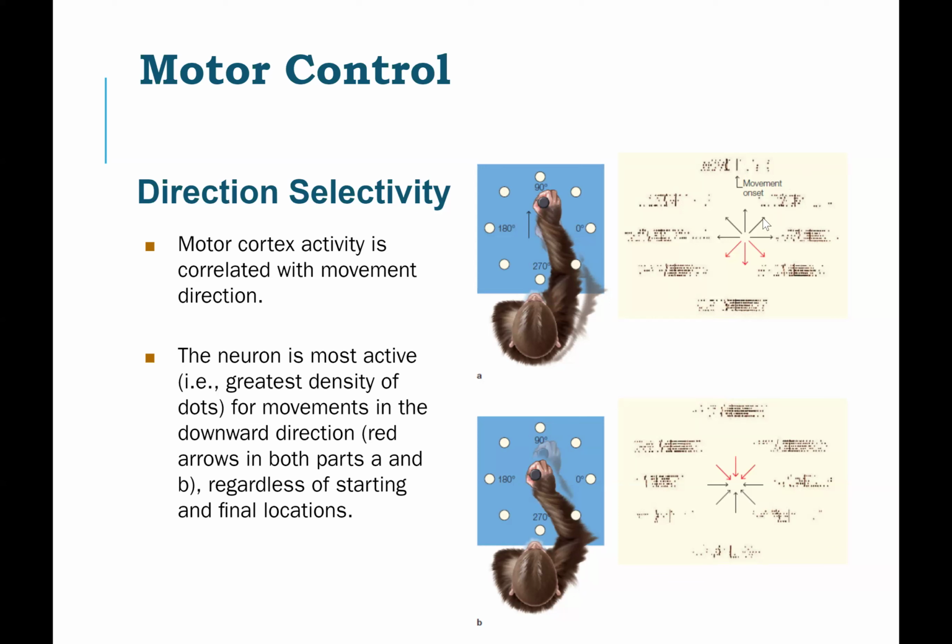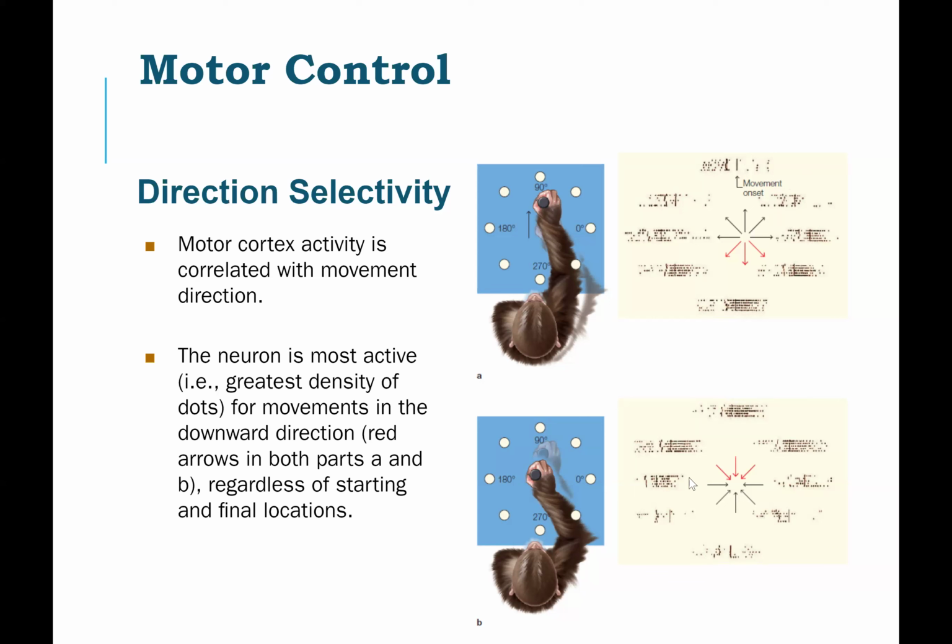No. So these arrows are showing the direction of movement. This is showing all the movements that started from the center and went to the 8 different positions on the outside. When you look at this, you get a sense that there is a certain direction in which this cell gets really active when the monkey moves, and that's the downward direction. When the monkey is moving the lever from the center down, it gets really active.